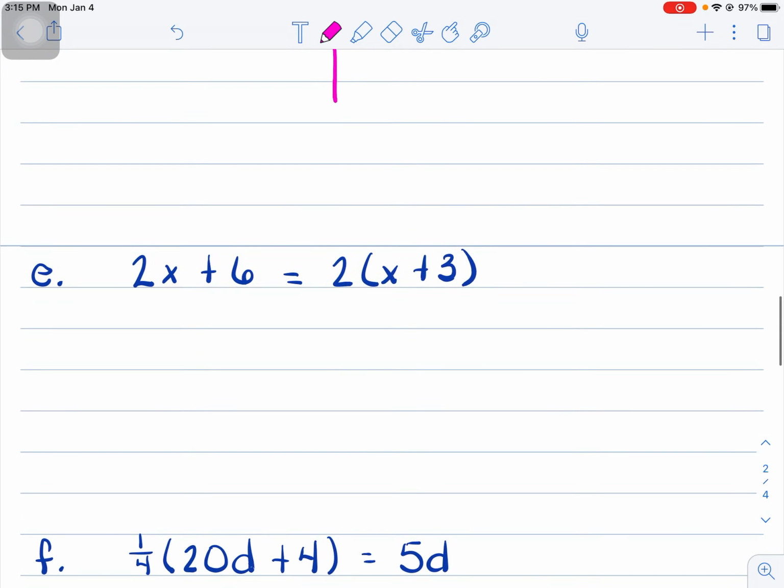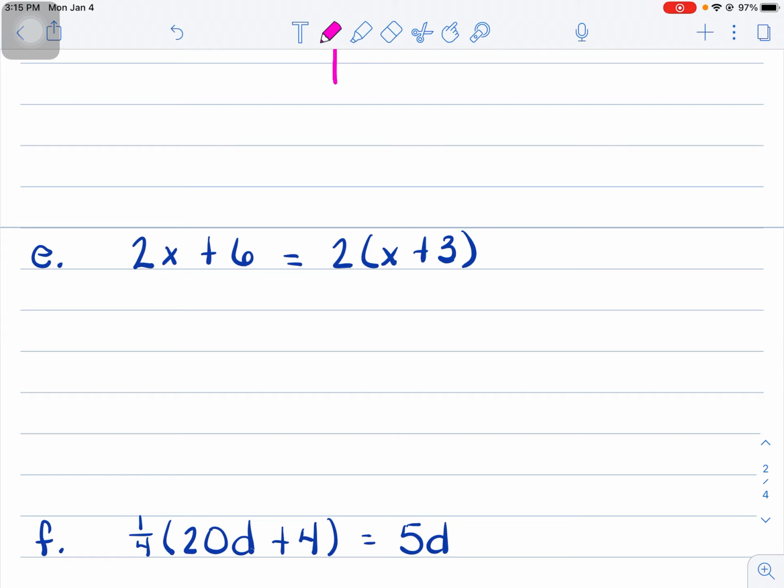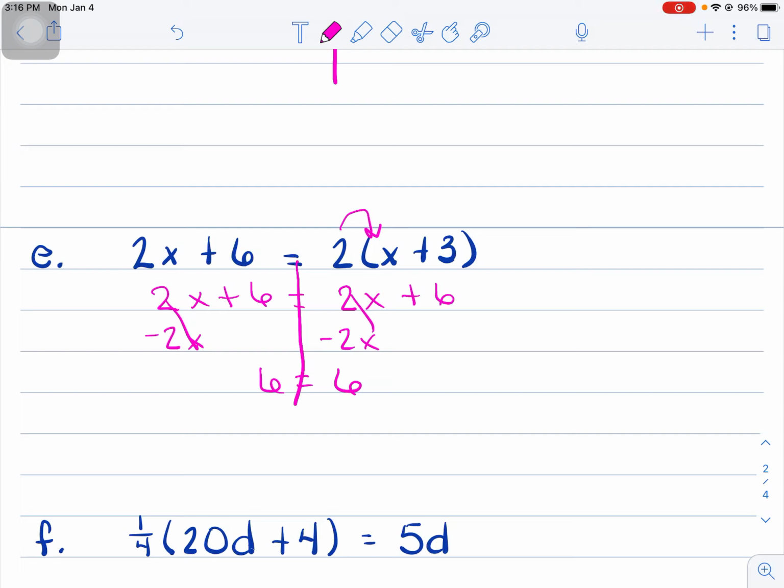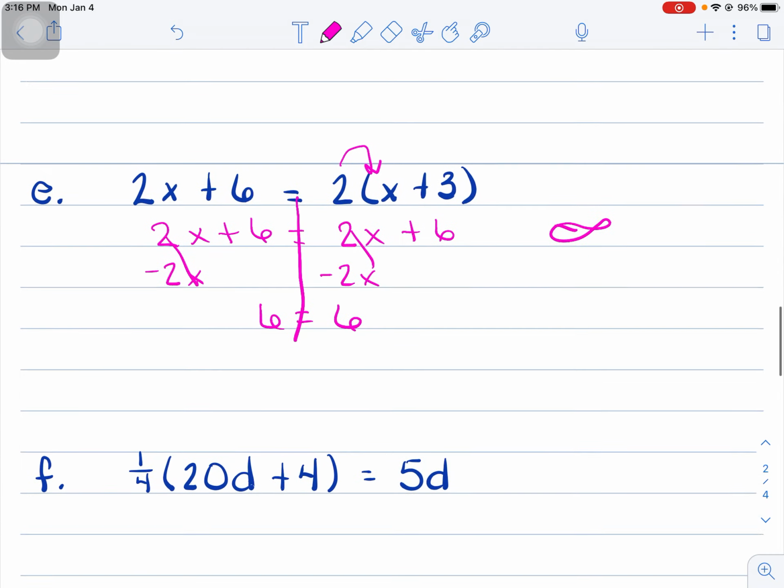All right, let's look at our next one, example E. 2x plus 6 on one side, and we have parentheses, so we need to distribute: 2x plus 6, 2x plus 6. We see these are identical. If you don't see immediately they're identical, when you start to move things over and combine things together, you end up with the variables canceling, but 6 equals 6 is a true statement. So this is all real numbers. This is an all solutions, infinitely many.